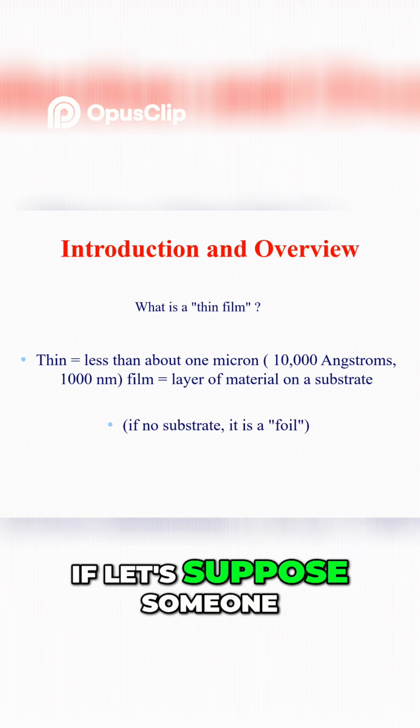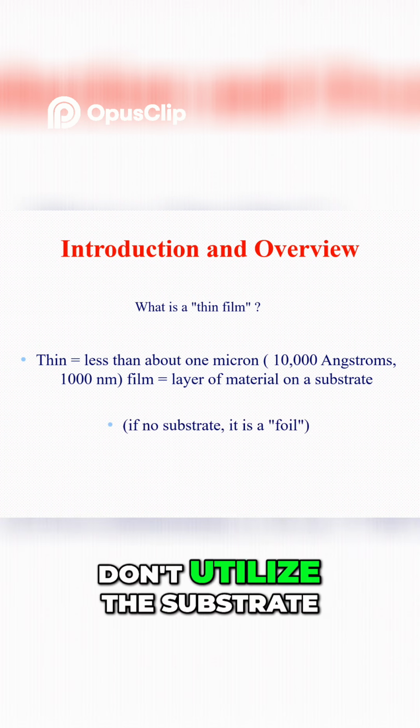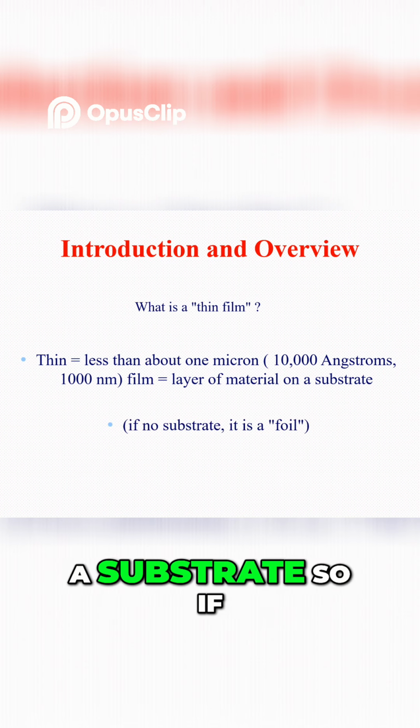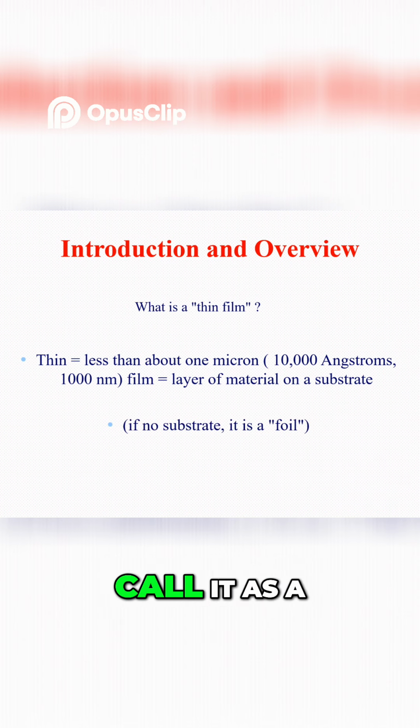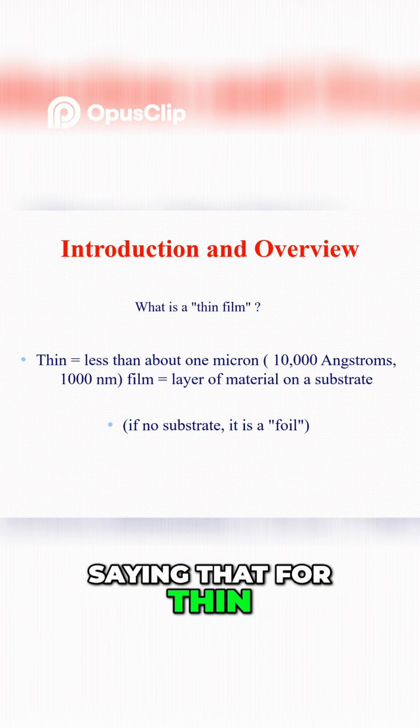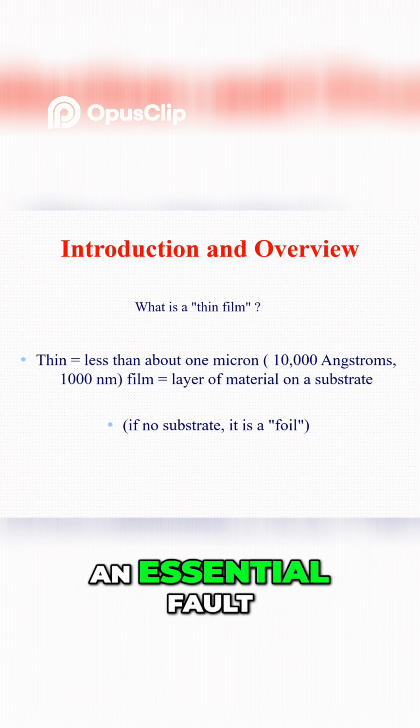Let's suppose someone says that he doesn't utilize a substrate and he doesn't have a substrate. If there is no substrate, then you cannot call it a thin film. Then it might be a foil. So that's why we say that for the thin film definition, a substrate is essential.